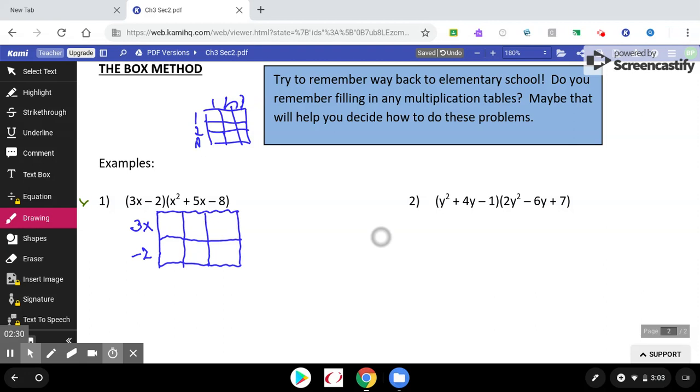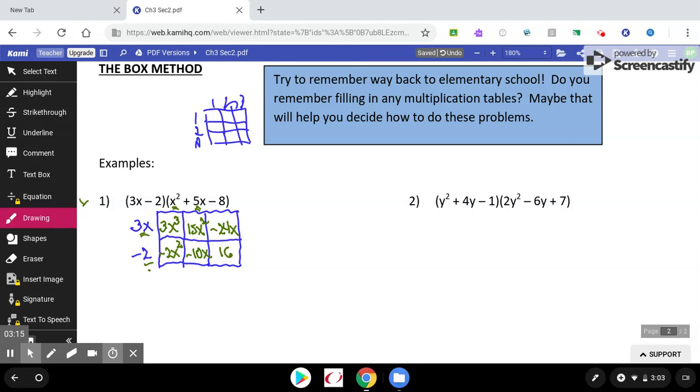So I'm going to multiply row times column. I'm going to go 3x, that guy, times that guy. I'm supposed to add the exponents. I get 3x to the third. That guy times the middle guy. 3 times 5 is 15. I add the exponents. I get x to the second. And the last one, there we go. So the negative 2 on this row, start over, times that guy. Negative 2x squared. Negative 2 times the 5x, negative 10x. And negative 2 times negative 8 would be positive 16. So I'm just basically doing a times table.